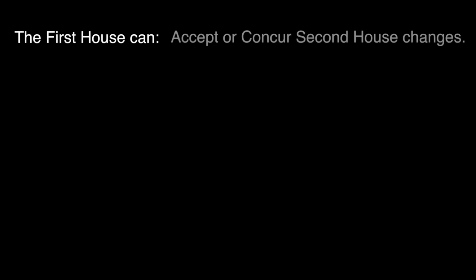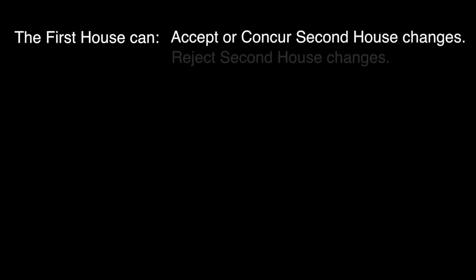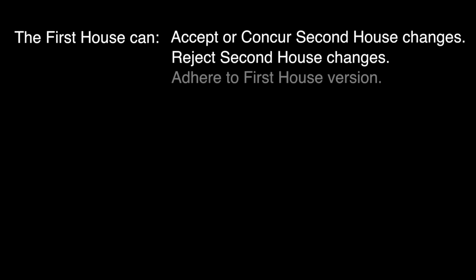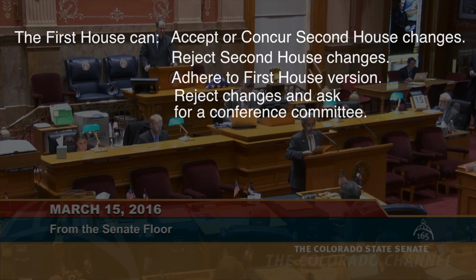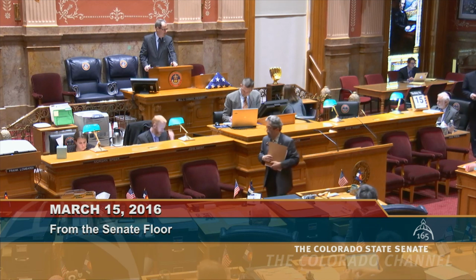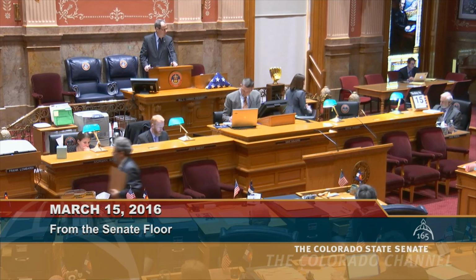Now, the first house can accept, or concur in, the second house changes; reject the second house changes and adhere to, or refuse to change, the first house version; or reject the second house changes and ask for a conference committee to resolve the differences between the two houses. At the conference committee, 3 people from each house, 2 from the majority party and 1 from the minority party, adopt a report that amends either the re-engrossed or the re-revised bill.